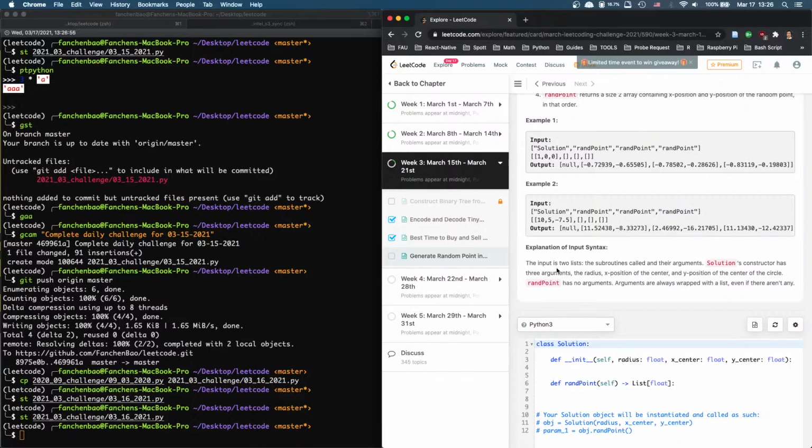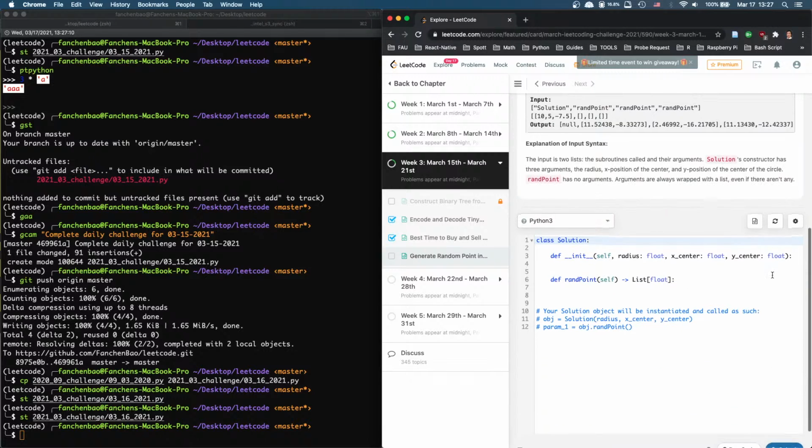Explanation. Input is two lists: the routine call and the argument. Solution constructor has 3 arguments. The random point has no arguments. Arguments are always wrapped with a list, even if there aren't any. And that's fine. So I have dealt with this type of problem before. The difficulty is to really make it random.